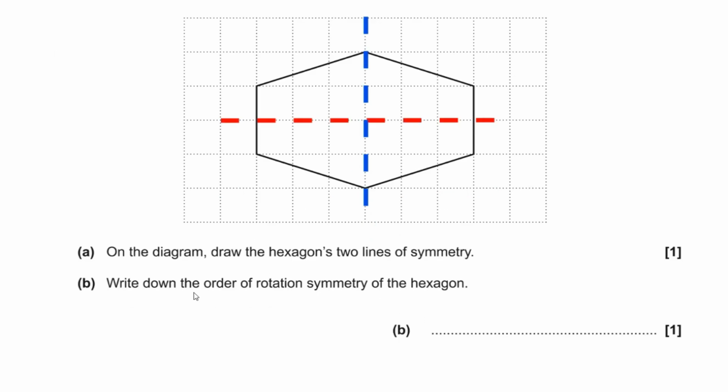Part B. Write down the order of rotation symmetry of the hexagon. We have an order of rotation symmetry of 2.